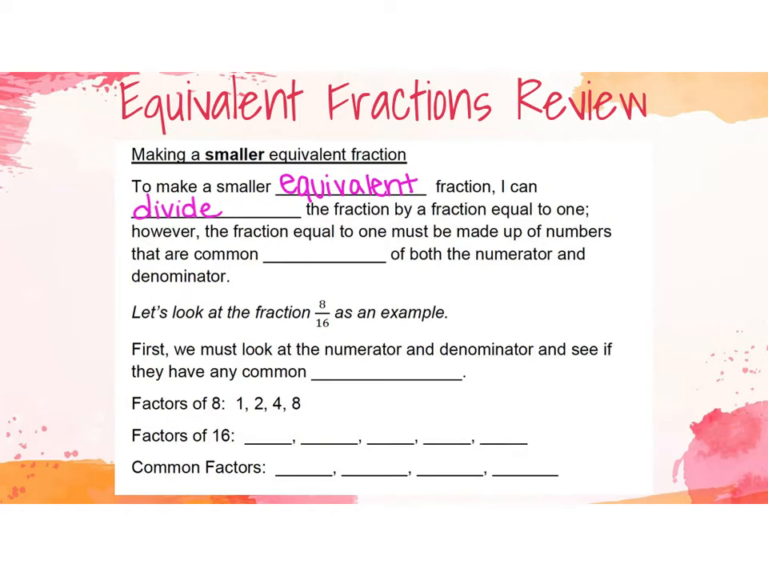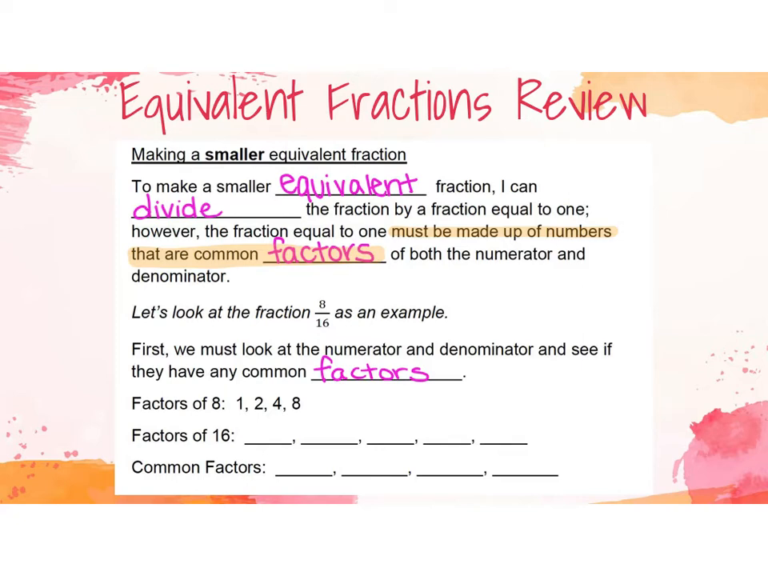When we do this, the numbers we're dividing by must be made up of numbers that are common factors of both the numerator and the denominator. So if we look at the fraction 8/16 as an example, first we must look at the numerator and denominator and see if they have any common factors. To do this, we will list out all of the factors of 8 and 16.